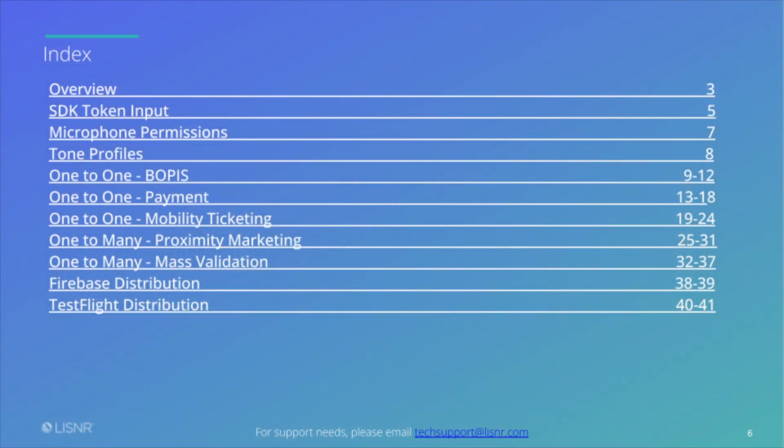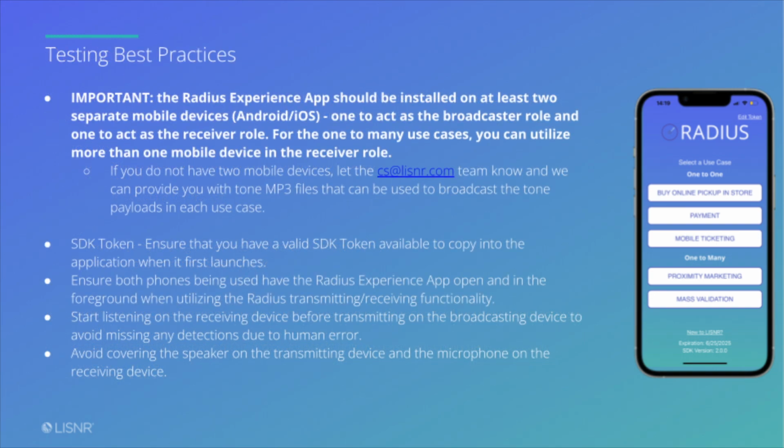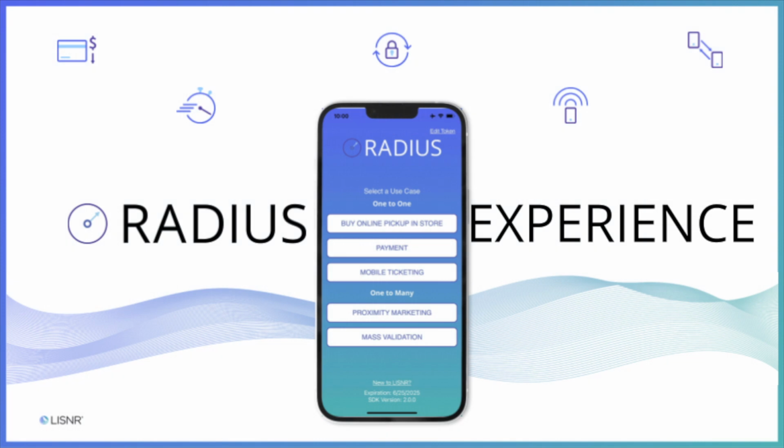To further immerse users in the experiences, the app also comes with a guide to ensure users get the most value possible with detailed instructions and continued definition of our product features. The Radius Experience app combines multiple core LISNR use cases in a singular app interface for simple testing across industries, while still providing enough functional flexibility to open your imagination to how these data flows and experiences can be enabled in your environment and enhance or replace existing proximity-based modalities.